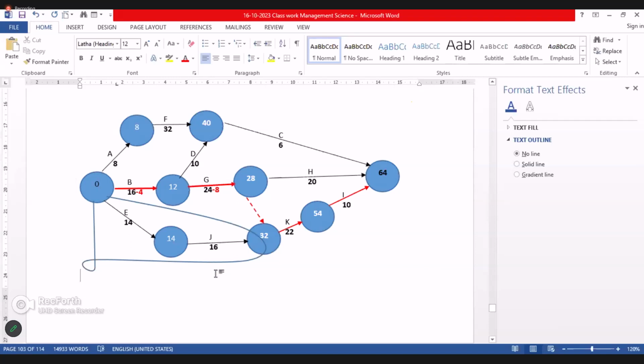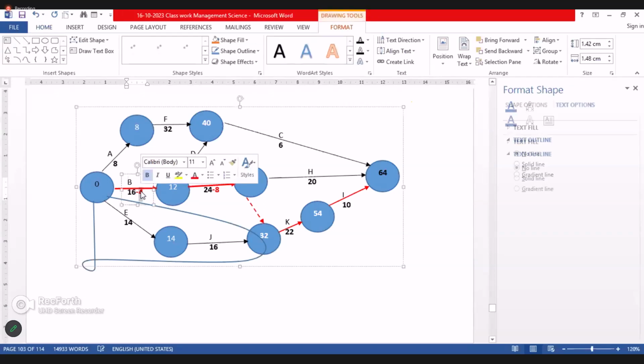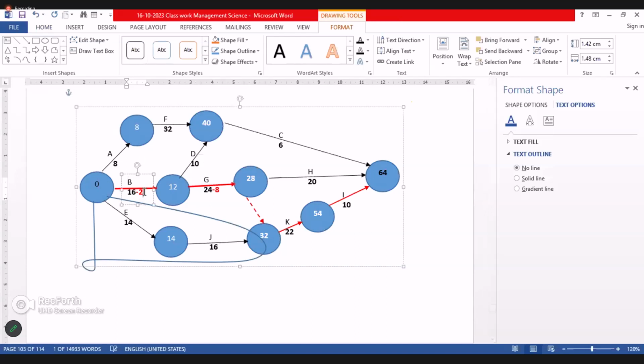How many days can we adjust or reduce in B? We cannot reduce it by all, because now you see, 12 plus 16 is 28, here also 28. It's a critical path. A critical path cannot be reduced, but this one becomes 30. So how many days can we reduce in B? 2. Yes, good. 2 days we can reduce.